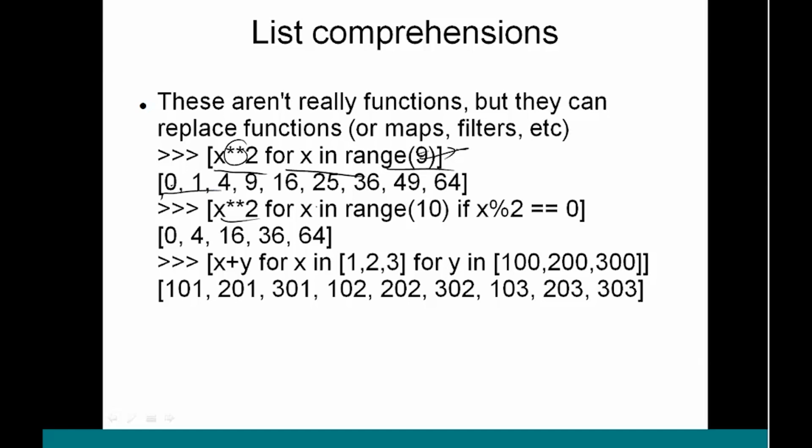And then we can also get the square numbers which are also even, divisible by 2. For that we just specify this, all the way up to 9. So it prints 0, 4, 16, 36 and 64. It omits 1, 9, 25 and 49.